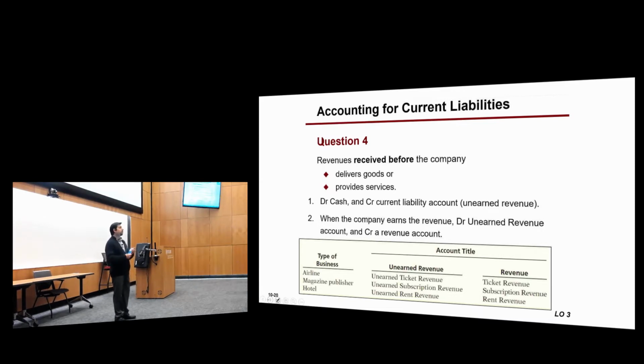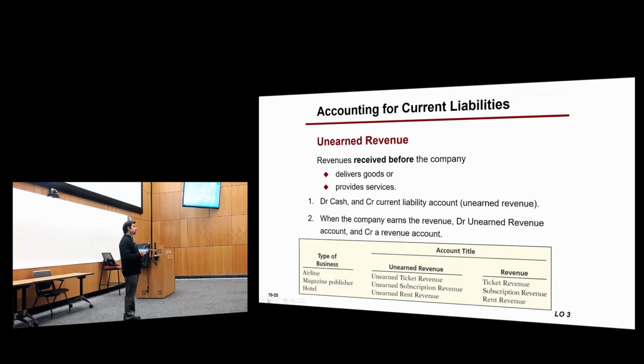Now we get to unearned revenues. As you probably do not remember, those are the liabilities where the company receives cash payments before they actually provide the service or make the sale. This is when you buy an airline ticket before you fly. The airline company now owes you that flight, right? They don't owe you money, they owe you a flight.